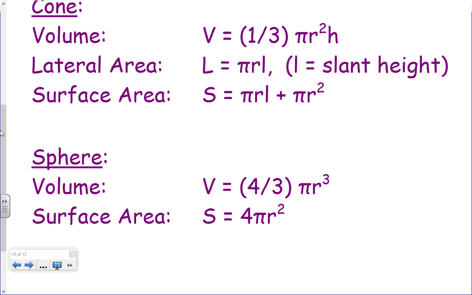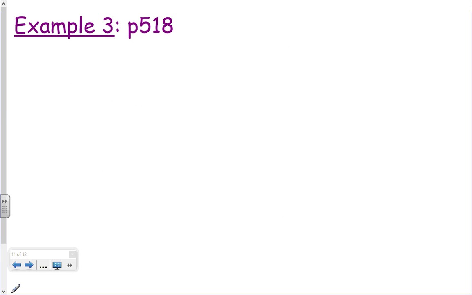All right, so let's take a look at one more example here. Look at example 3 on page 518. Example 3 now says the part of a parabola, y equals 4 minus x squared, in the first quadrant is rotated about the y-axis to form a paraboloid. A cylinder is inscribed in the region under this surface with the center of its lower base at the origin and the points on the circumference of its upper base on the paraboloid.